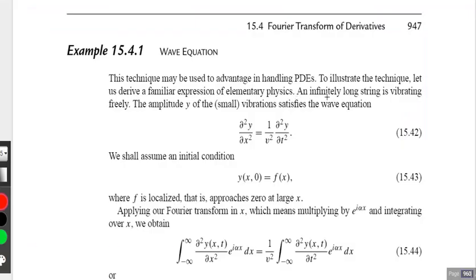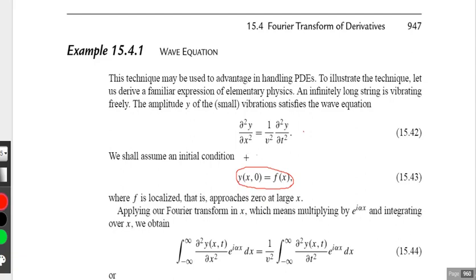An infinitely long string is vibrating freely. Then the amplitude y of the small vibration satisfies the wave equation, dou square y by dou x square is equal to 1 by v square dou square y by dou t square. And we shall assume an initial condition: y of x,0 is equal to f of x, where f is localized and approaches 0 at large x. So this is the initial condition.